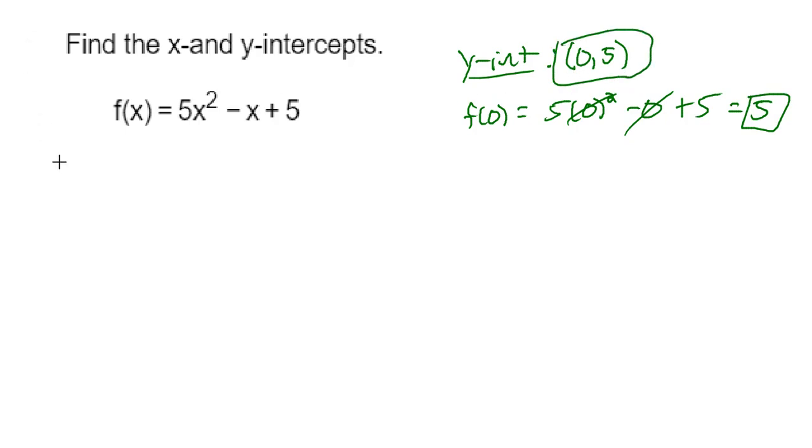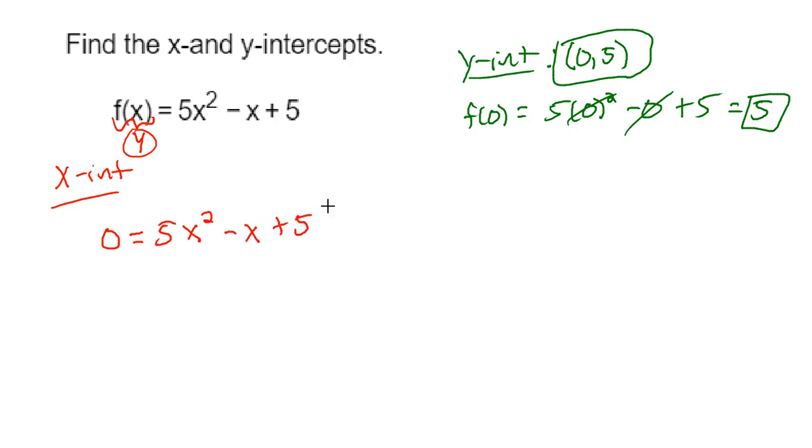For the x-intercept, we have to plug in 0 for y. So this is my y-coordinate here. The f of x is my y. I'm going to plug in 0 for y, so I'll get 0 equals 5x squared minus x plus 5.